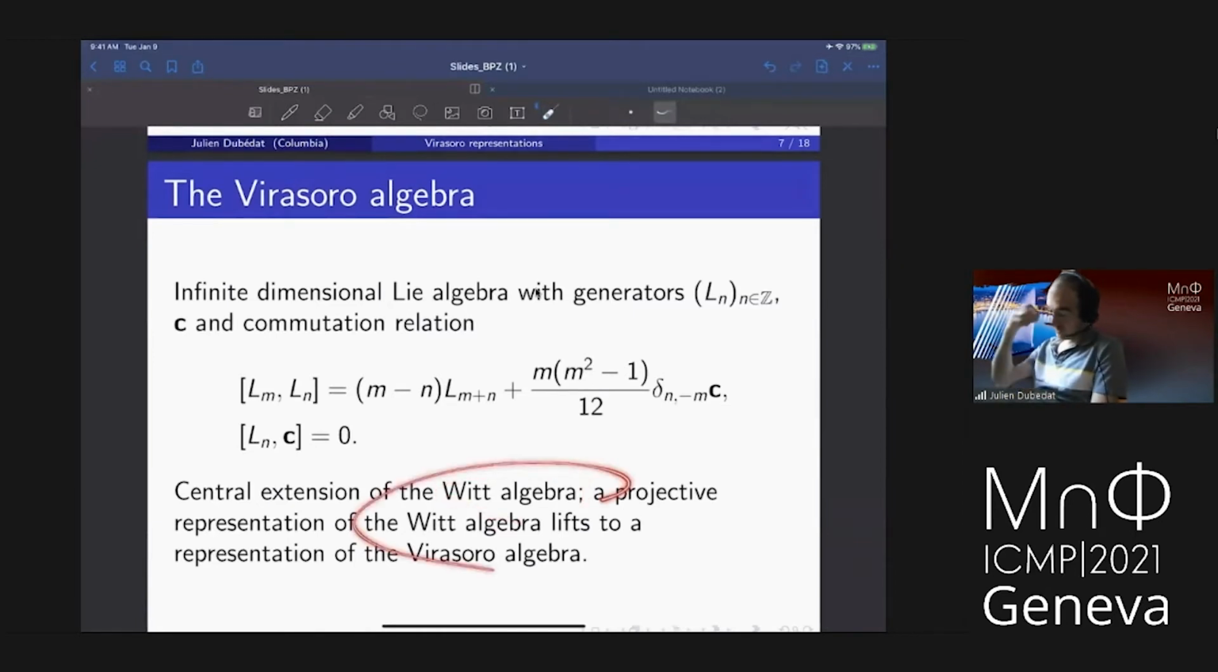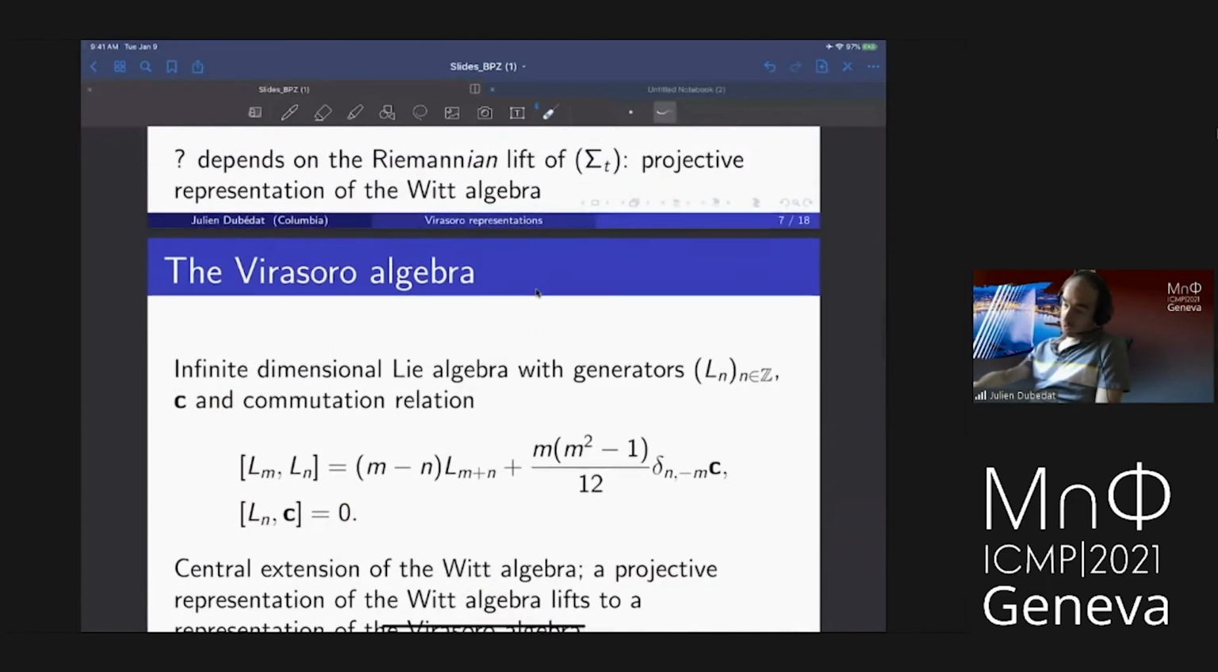So you have this standard classification result in representation theory: if you have any projective representation of the Witt algebra, you can make it a true representation of some other algebra, which is the Virasoro algebra. So instead of having little L_m's, I'm going to have big L_m's. I'm going to extend my algebra by adding a one-dimensional line. So this C is a central element. So that's centrality. And you have this well-known Virasoro cocycle.